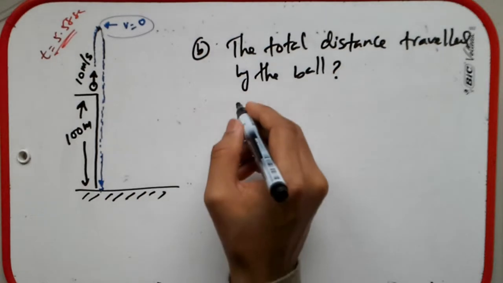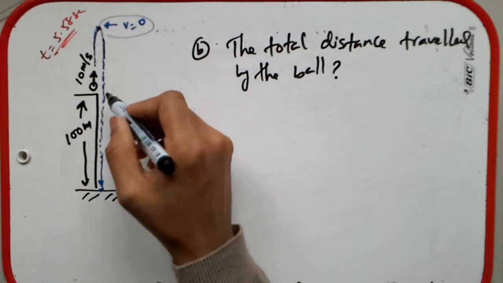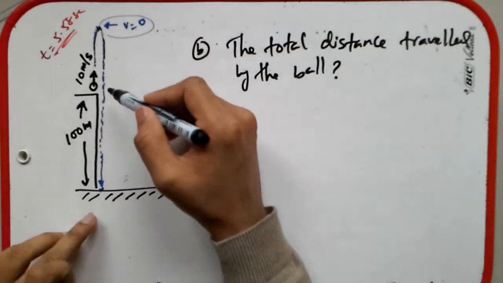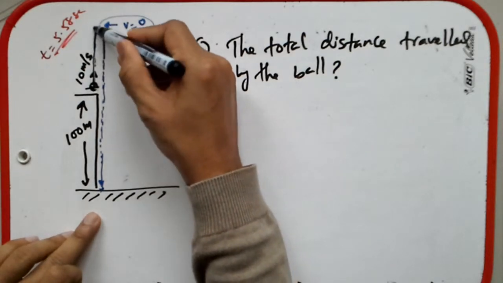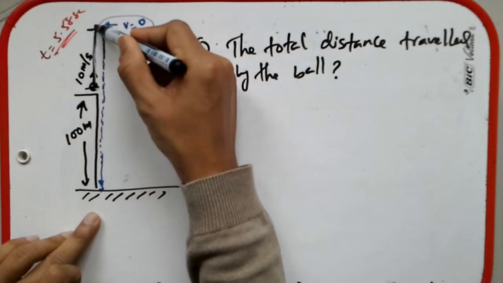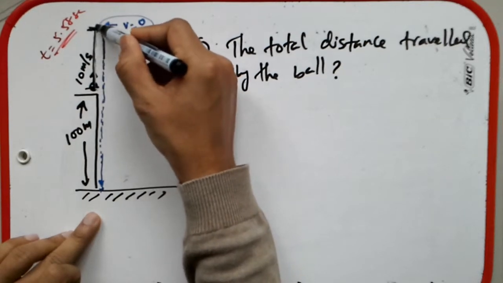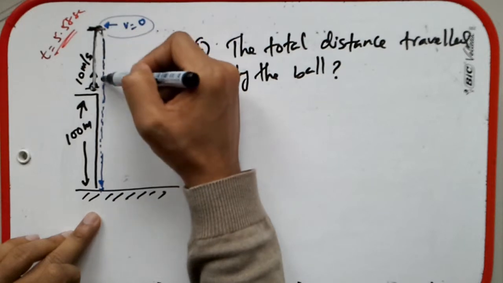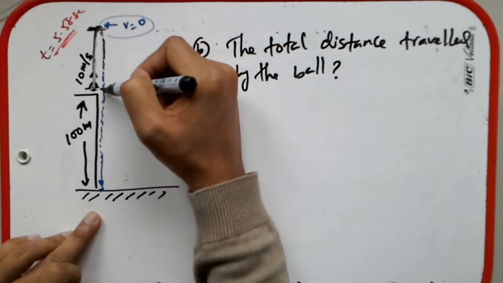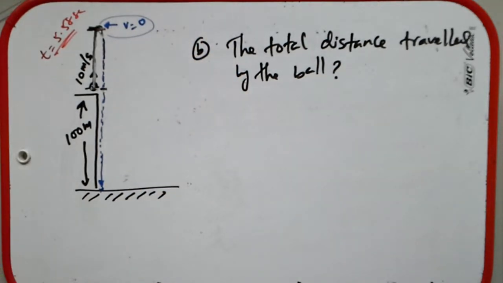To find it, you see, from here to here it travels some distance. If I find from here to here, I can multiply by 2 to find from this point to this point, and the rest is 100. This is how I'm going to find the total distance traveled by the ball, right?